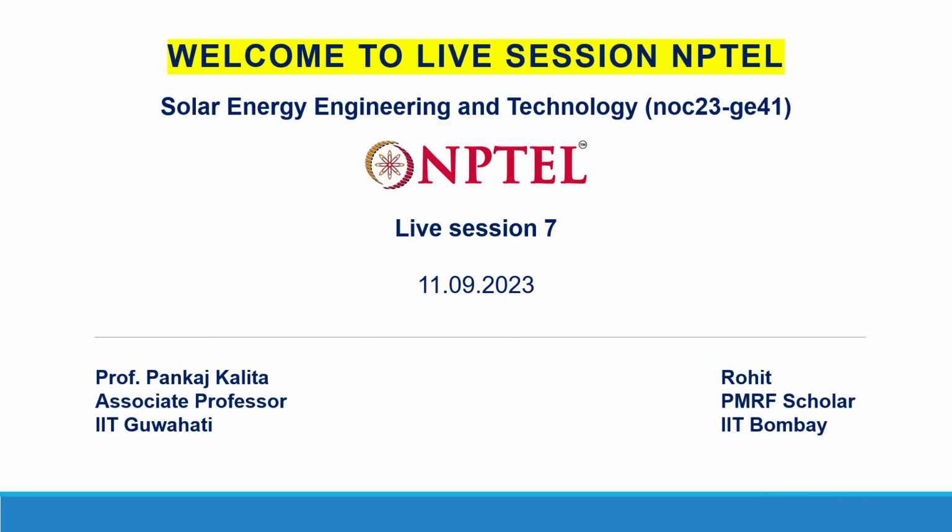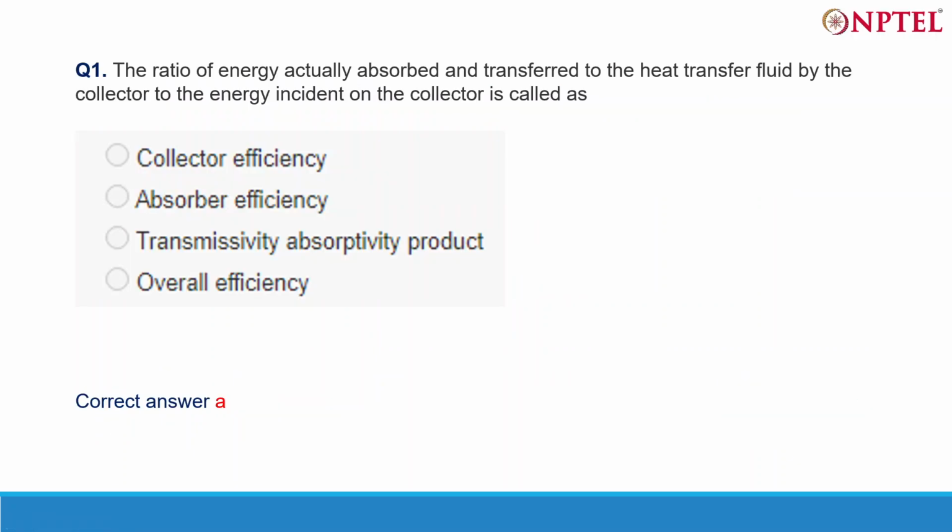Let me try some questions from the previous run of this course. Let's solve the assignment questions themselves. The first question is: the ratio of energy actually absorbed and transferred to the heat transfer fluid by the collector to the energy incident on the collector is called as. First thing, let me draw. Let's say this is a solar collector. Mark it as S.